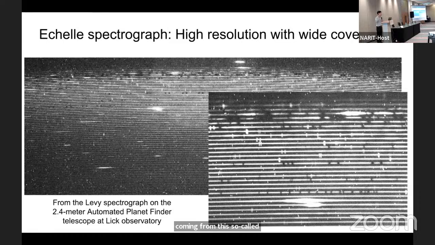It's really cool. You can have resolution of like 80,000, 100,000 with the wavelength coverage still from say 300 to 800 nanometers. So all of the high resolution measurements, things like exoplanet discovery, are done by this type of spectrograph. And this is from the Levy spectrograph from the APF telescope, also at Lick. And this is a very similar telescope to the one we have here in Thailand.